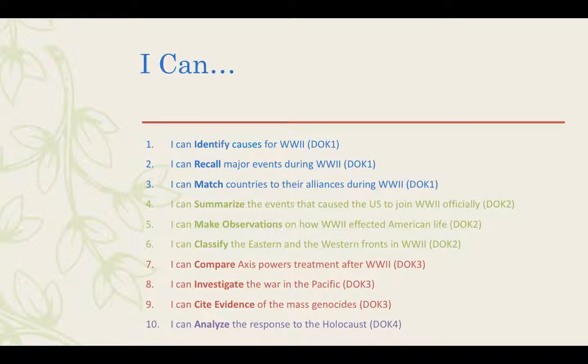I can make observations on how World War II affected American life. I can classify the Eastern and Western fronts in World War II. I can compare Axis powers treatment after World War II. I can investigate the war in the Pacific. I can cite evidence of the mass genocides, and I can analyze the responses to the Holocaust.